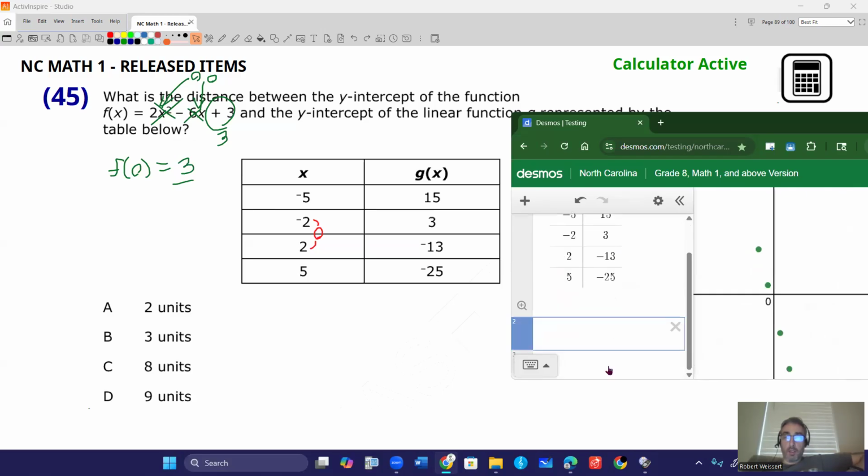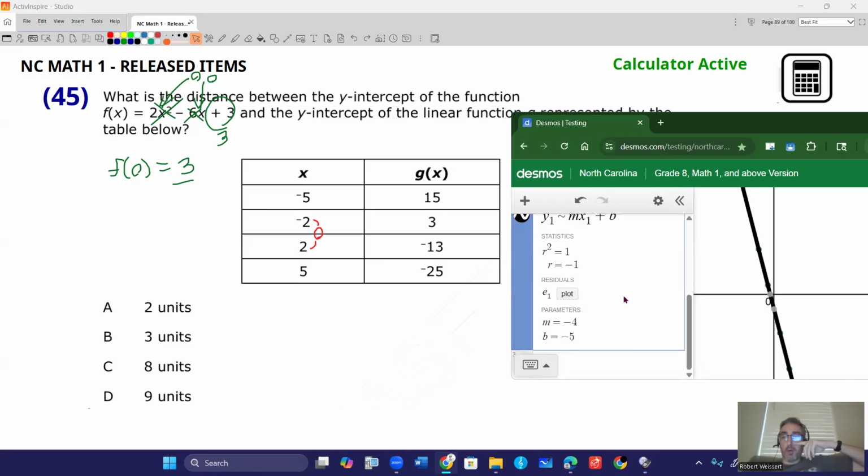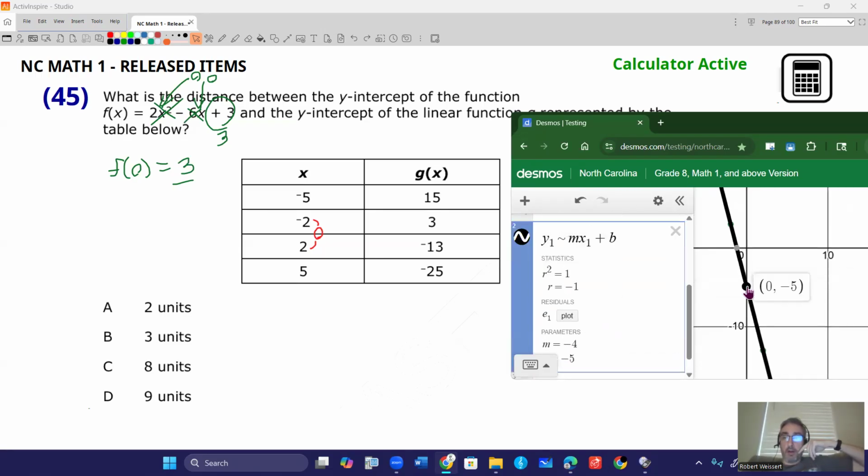So if you want to get the specific y-intercept, you can do y1 tilde mx1 plus b. And b is your y-intercept, so it's literally this value right here at -5. And you probably could have gotten that just by knowing that -2 and 2 are the same distance from 0. So if I just take 3 and -13 and add them together and cut that in half, that's -10 divided by 2, which is -5. And so -5 is going to be your y-intercept. But as you can see, the y-intercept is right there, -5.